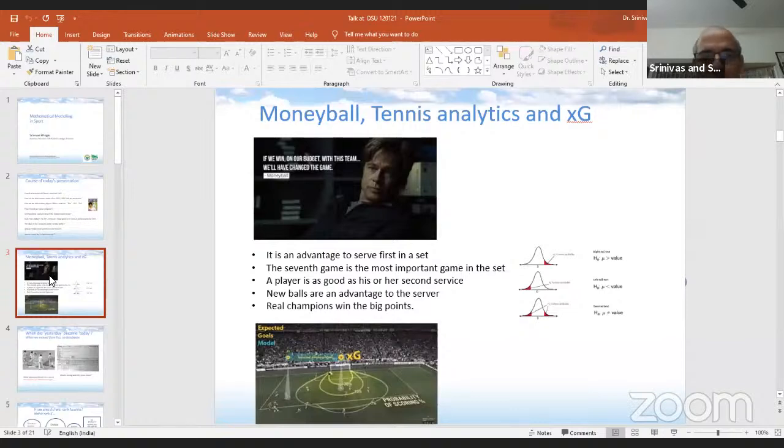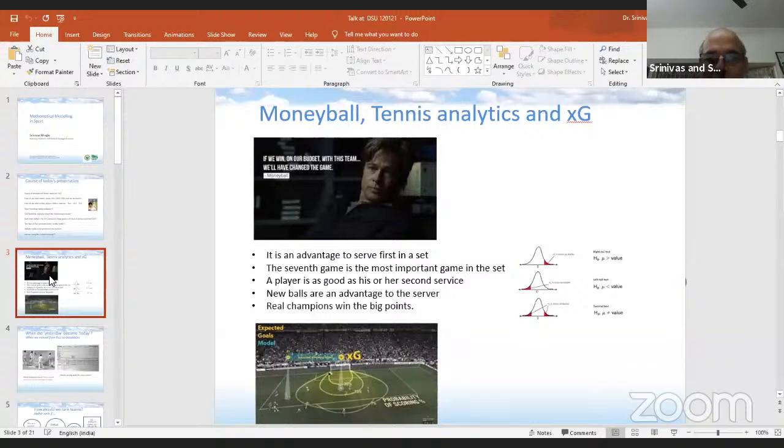Okay, next and quickly again is an example from tennis. You watch tennis, I suppose everyone watches Wimbledon and the US Open and so on. Now here were a group of mathematicians. When you watch tennis, in particular, this study was about Wimbledon. So when you watch tennis, you have these commentators, and often it happens in cricket as well. You have commentators who will tell you it's an advantage to serve first in a set, or new balls are an advantage. A player is as good as his or her first or second serve.